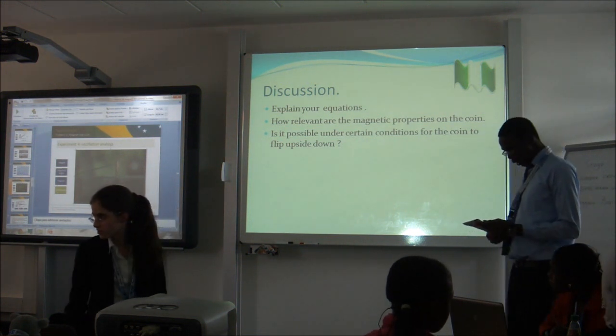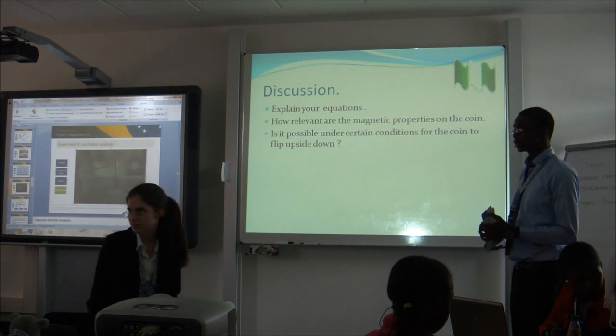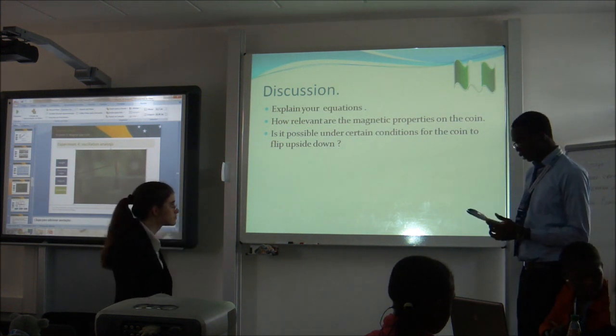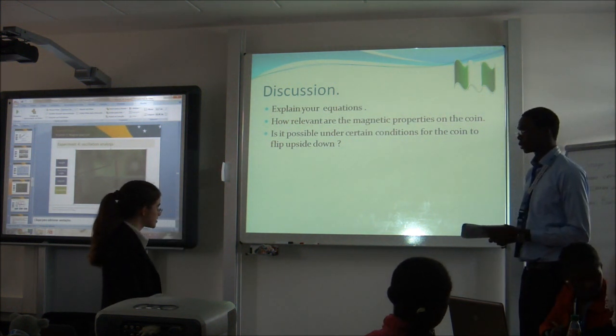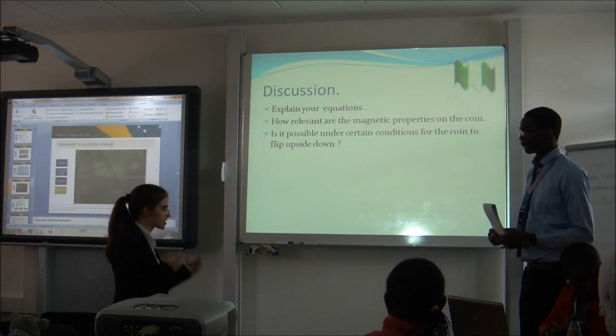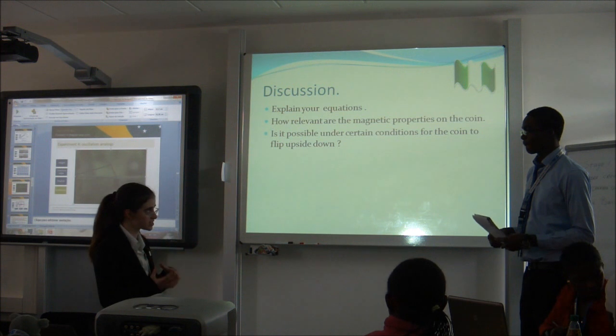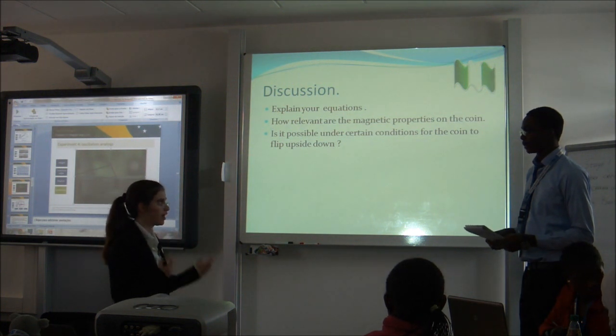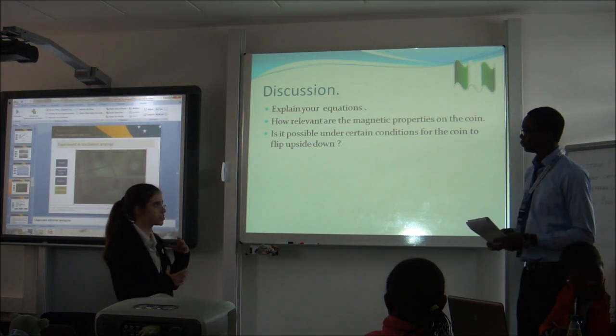Okay. How did you calculate the magnetic force? Actually, we did not calculate the magnetic force, because it was really difficult for ferromagnetic materials to calculate the magnetization and so the magnetic force acting on that coin, because of the configuration you have in the system.